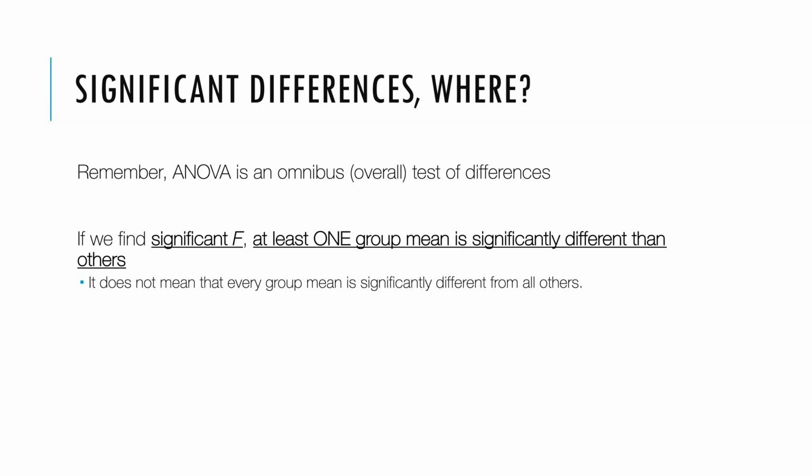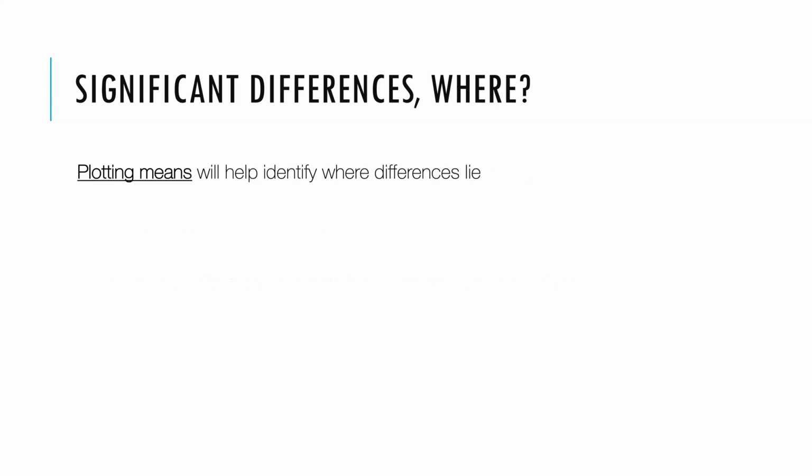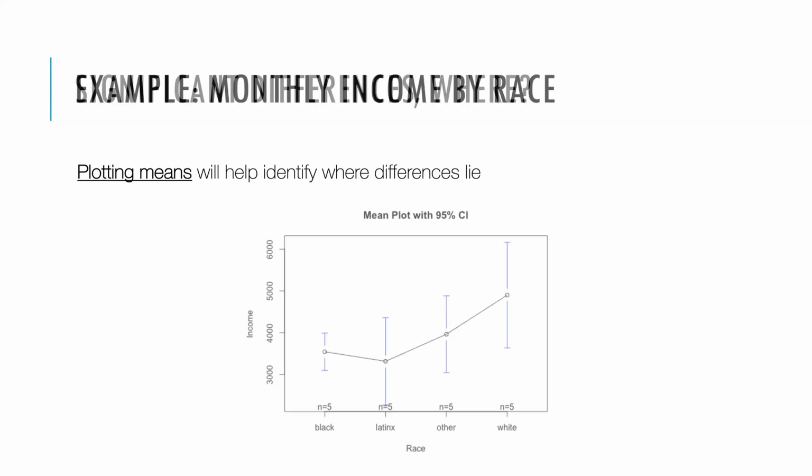So the first step is to get an overall omnibus significant F, and then we can proceed. After we find a significant F test, which we did in our case, looking at income differences by racial categories, the next step is to identify which group is different from the others, or which group means are different from the others. We can do that by looking at the means, or more appropriately, we can plot those means. So we actually do that, and we see this.